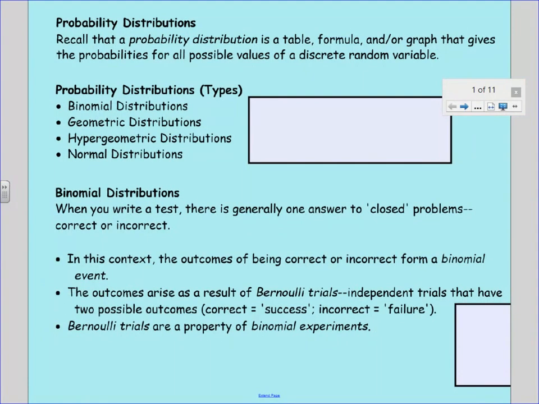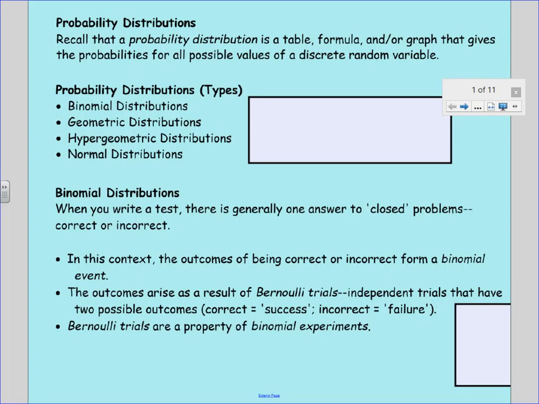In the context, the outcomes of being correct or incorrect, as there are only two, form what's called a binomial event. So we work with binomial events, right? So A and B. What is the probability that this and that would occur? And in some of those cases, the event involved true false questions, the outcome of rolling an even or an odd, that type of thing.